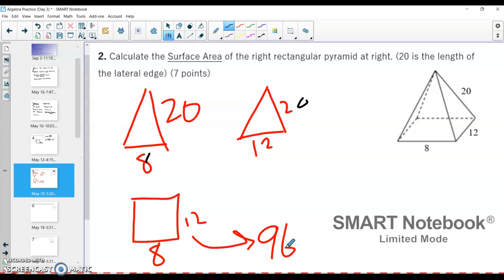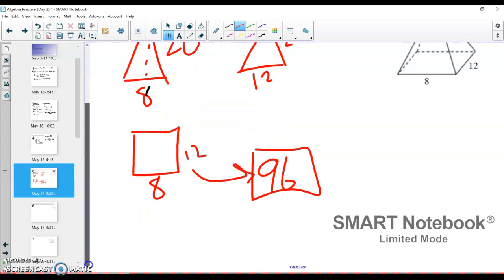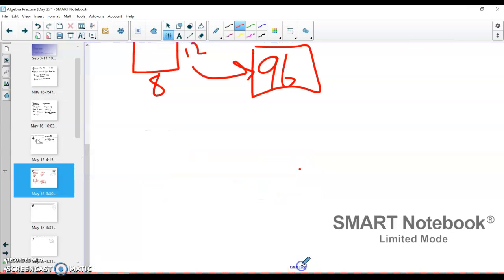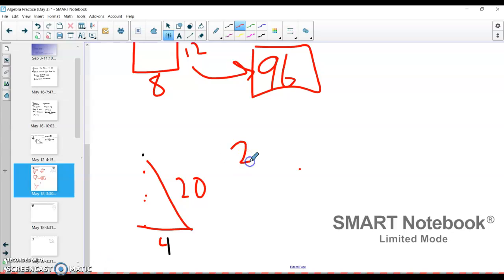Okay? Now, that's pretty good. We'll use that later. That'll be something we'll add on, but we'll go back up to the triangle and we'll start with this one here. Now, to work with this triangle, we want to split it in half so that we work with the right triangle that looks something like this, where we split it in half, draw it down. The lateral edge is still 20, but now the base is 4 because we cut that in half, and we need to Pythagorean theorem this.